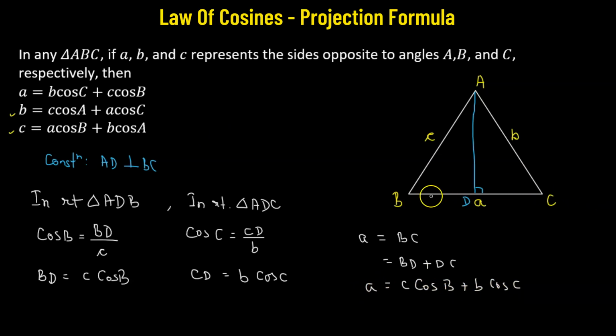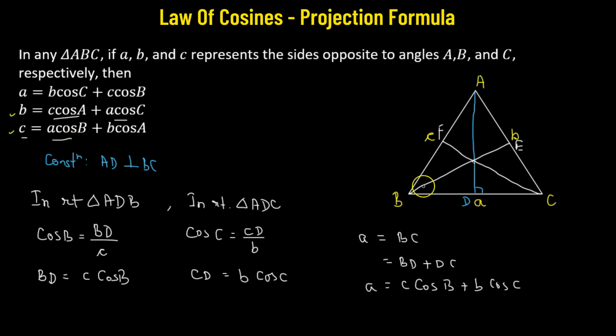Similarly, we can drop a perpendicular from B on AC. You can call it E. And this is going to help us find the value of b, which will be c cosine A plus a cosine C. And to find the value of side c, all we have to do is drop another perpendicular from vertex C to side AB and call it F. So CF will be perpendicular to AB. Using the same idea, we can find the length of side c, which will be given by a times cosine B plus b times cosine A.